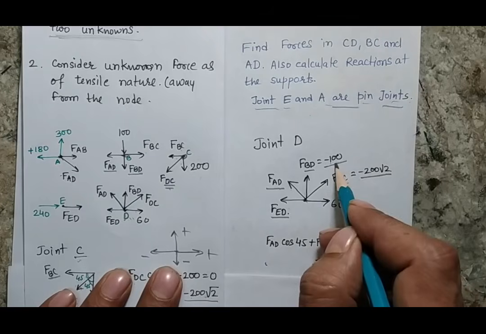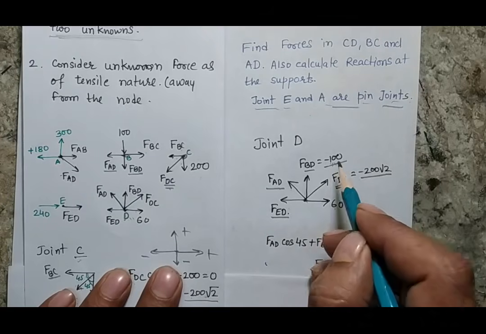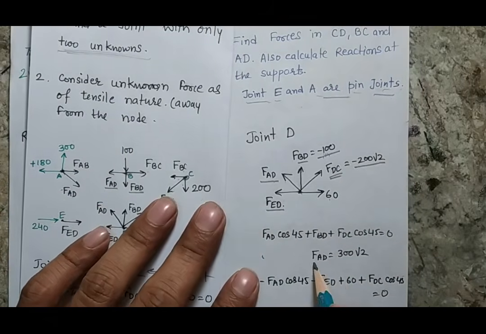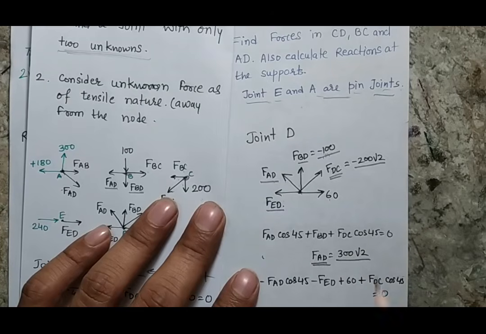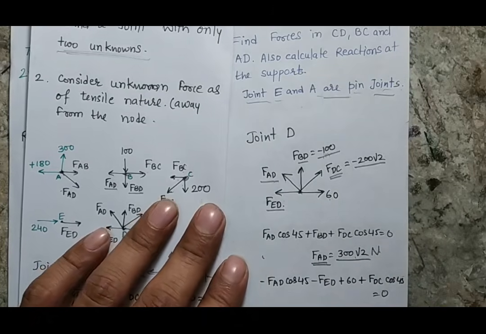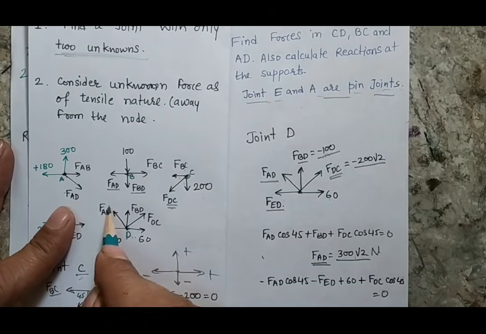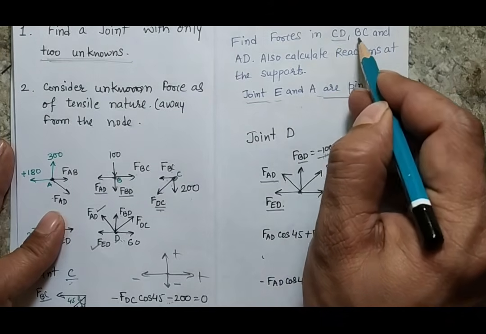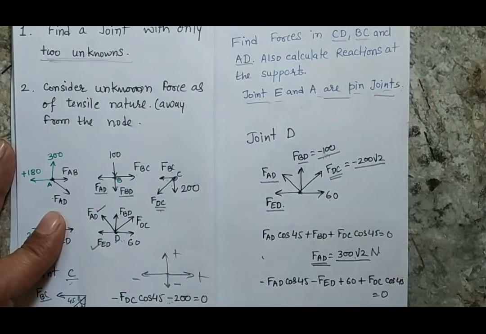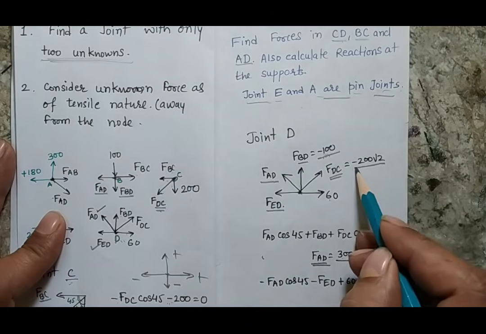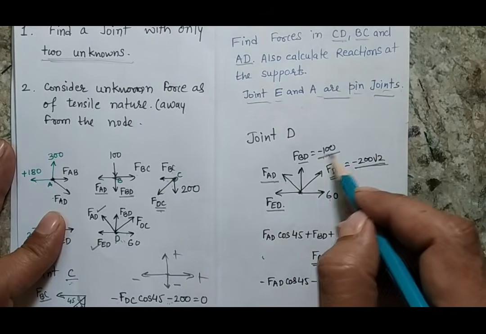However, the negative sign is there because these actual forces are of compressive nature. When I write the equations of horizontal and vertical forces, I calculate that my AD comes out 300 root 2 and my ED comes out 450 Newton. So now these I have already calculated. Actually in the question, the forces are asked for the CD, BC and AD members. I have calculated AD as 300 root 2, CD as minus 200 root 2 and BC as minus 100.